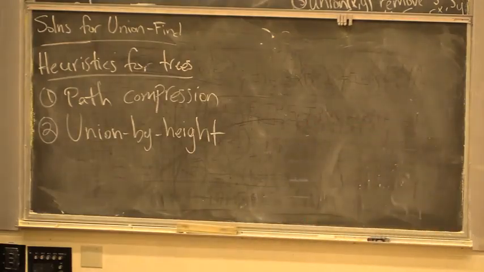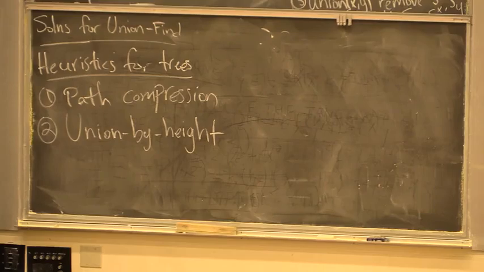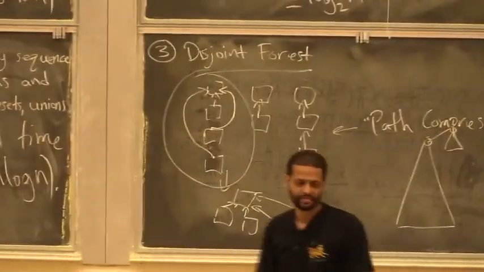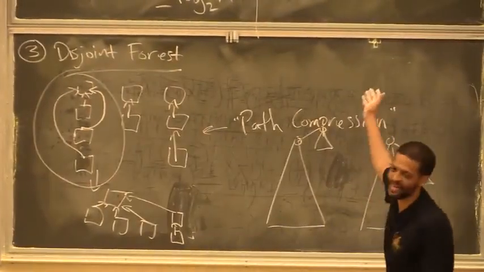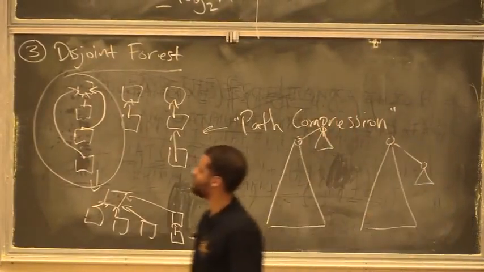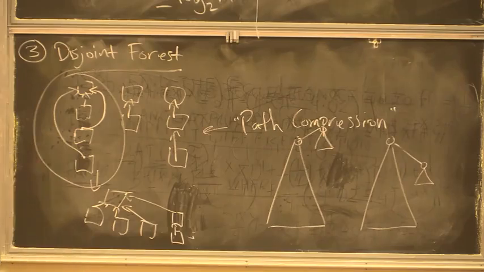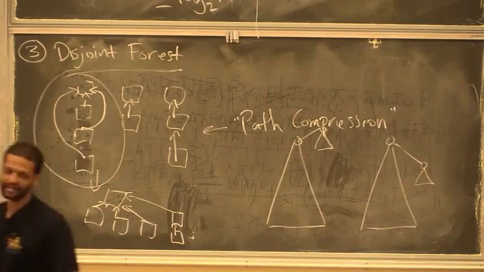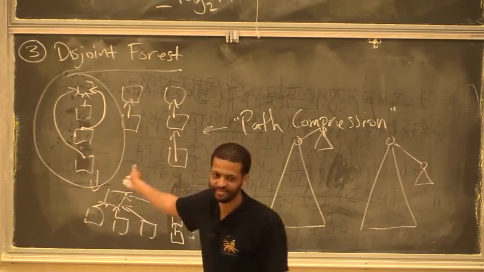And you can actually analyze them separately. So you can say, forget about path compression. Let's just do trees where I do union by height. What kind of running time would I get? You could get that same kind of analysis. You could also say, let me not do union by height, let me just do path compression. What would I get? You would also get a similar kind of analysis.